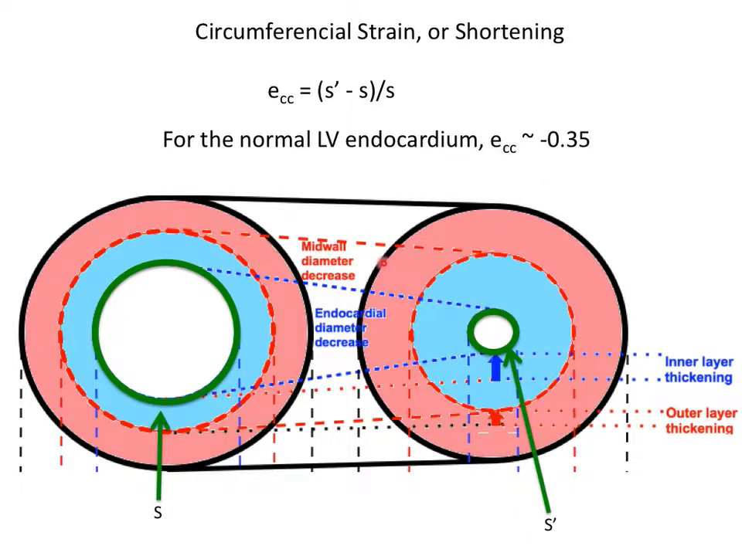A normal shortening is about 35%, something like that, circumferential shortening. You can do this locally. You don't have to measure the whole circumference. You could measure it over a certain region, say the anterior part, and get local circumferential shortening, as you can with radial wall thickening.